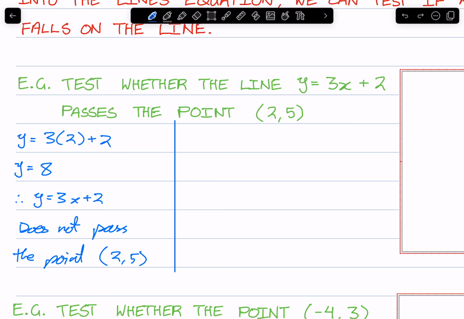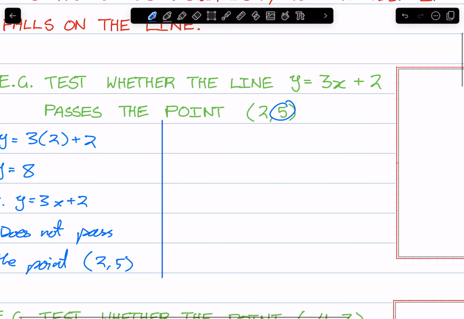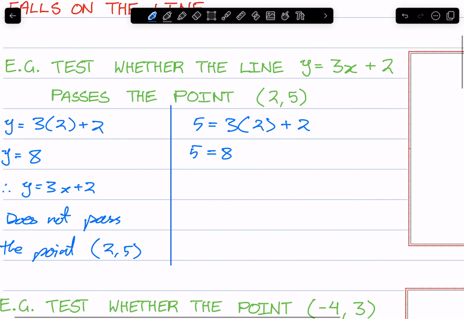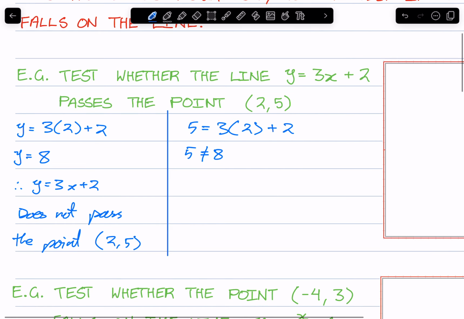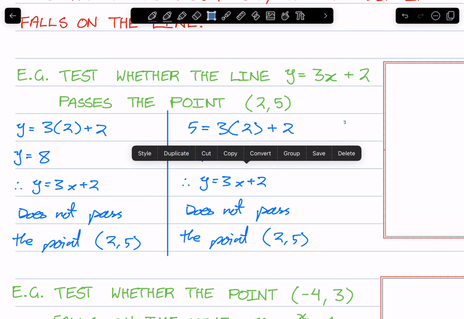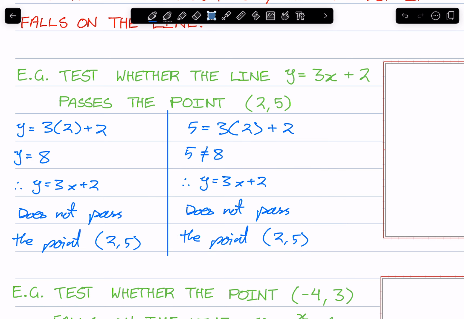Now the other way you can do it is you substitute both values of x and y and see if you get a true statement. Let me demonstrate here. So substituting 5 here, we get 5 equals, putting 2 in here again, 3 times 2 plus 2. But as we've seen, we get 5 equals 8. Well, you can say that 5 does not equal 8. Then we can conclude the same statement. You could then write just therefore, the line does not pass the point 2, 5.